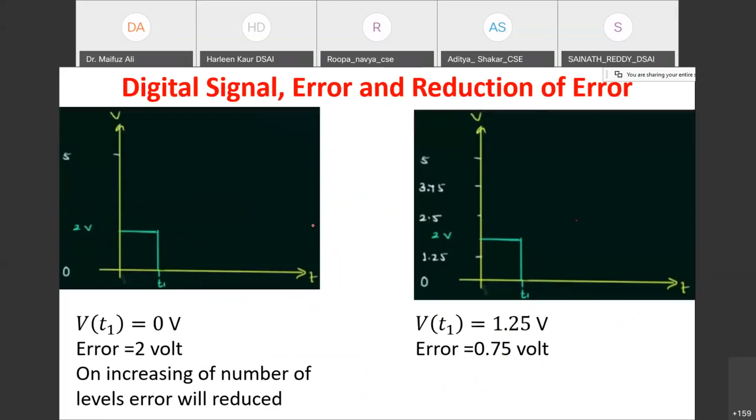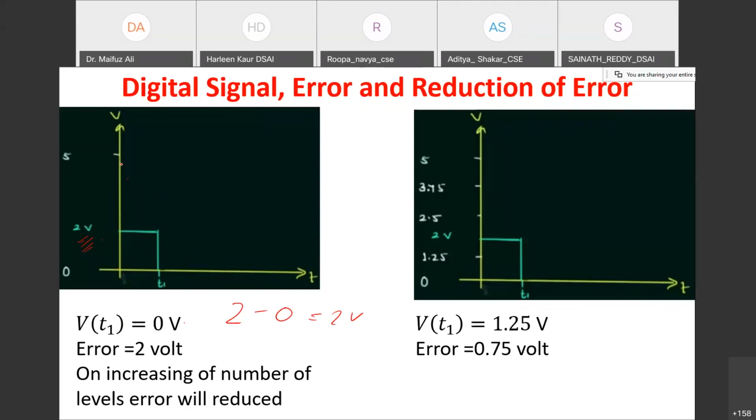Let's see another example. Like we discretize up to 0 and 5, and your time discretized voltage is 2 volt. So what will be the error? In digital the value is 0 volt, but the actual value of your voltage is 2 volt. So the error is equal to 2 minus 0, equal to 2 volt.